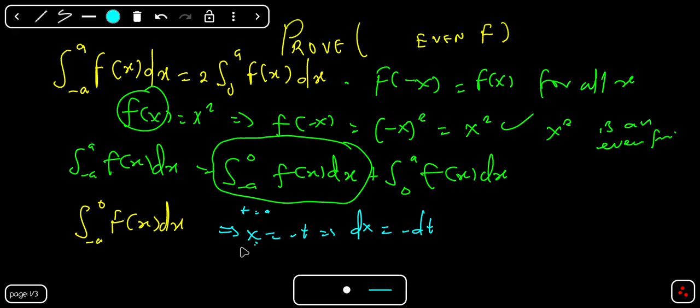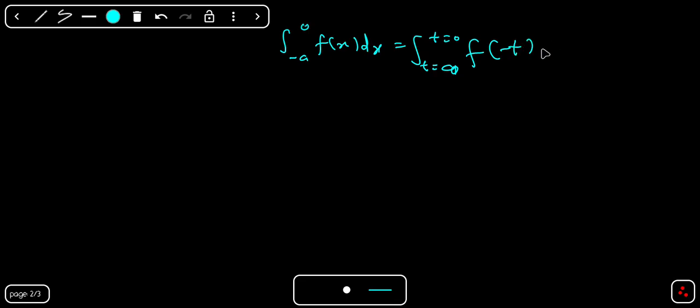Then we have the following. The integral from negative a to 0 of f of x dx will be equal to the integral where, when x is negative a, t is a, and when x is 0, t is 0. Since x is now negative t, we have f of negative t, and our dx is negative dt.